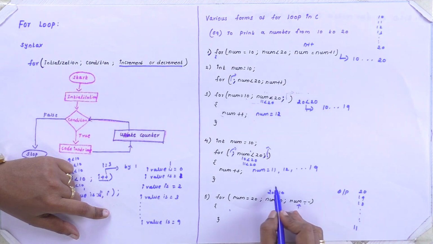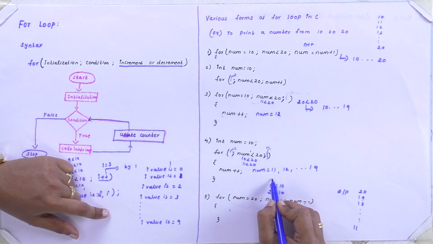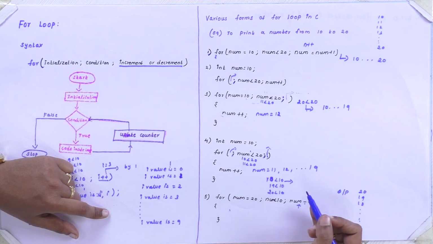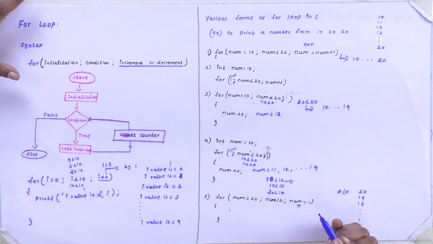So 20 will become 19. Again num value will be 19. So 19 less than 10, the condition will be true. Again the process will get executed until the condition becomes false. When the condition becomes false, 9 less than 10 or 10 less than 10, the loop will exit when the num value becomes 10.